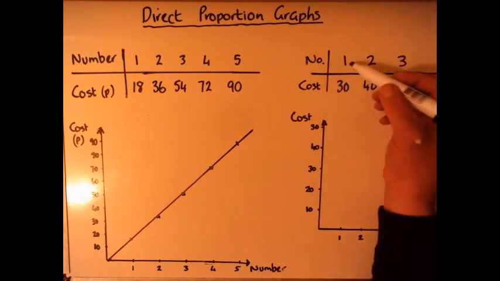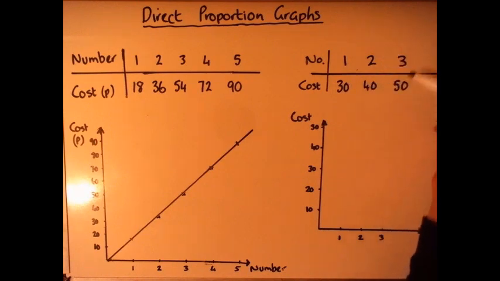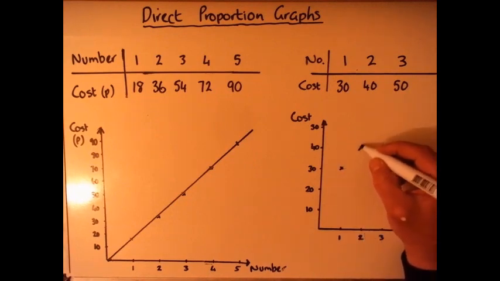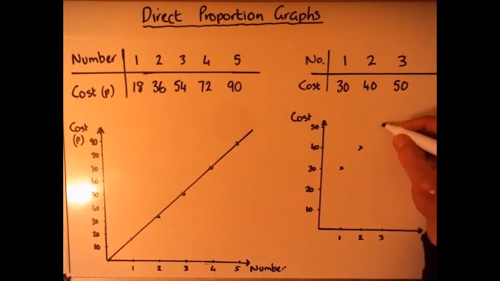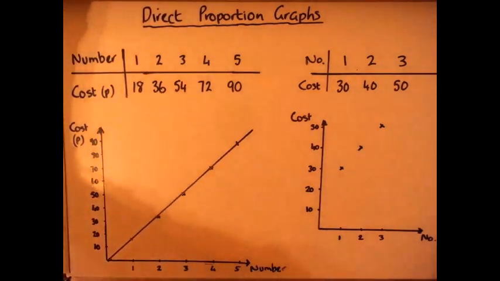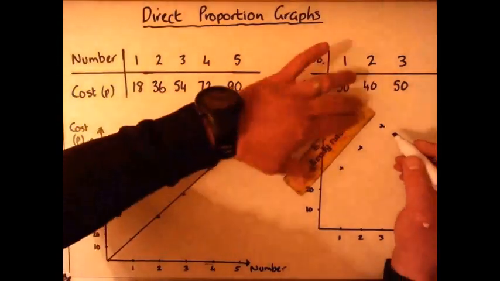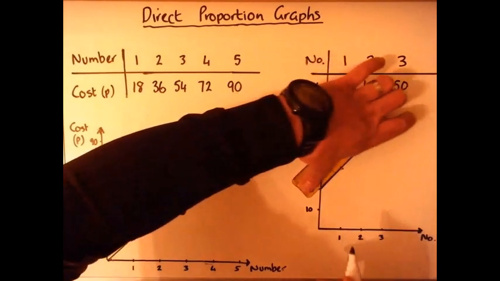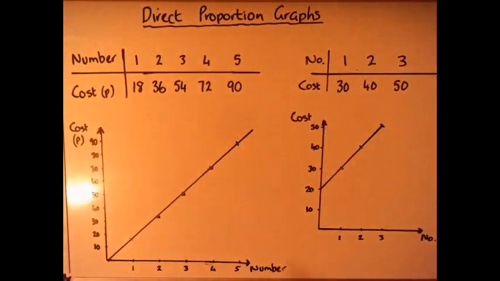Okay, so we've got the information. One item costs 30 pence, two items cost 40, three items cost 50. So if I plot this information now, we'll have a look at the graph we end up getting first. So one item, 30 pence, and then each item I buy after that goes up 10 pence. So 2 was 40 and 3 was 50. So we're somewhere about there. Again, if I join these points up and we have a look at what we get, something like so.